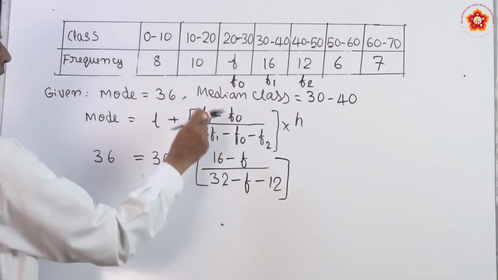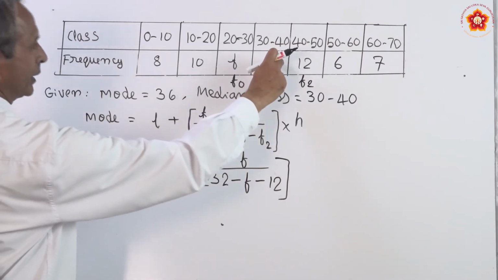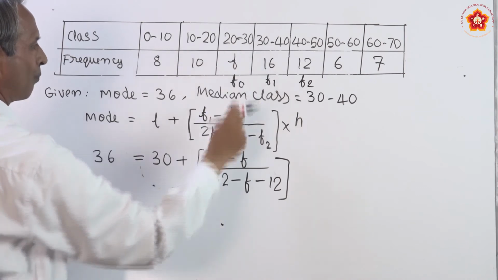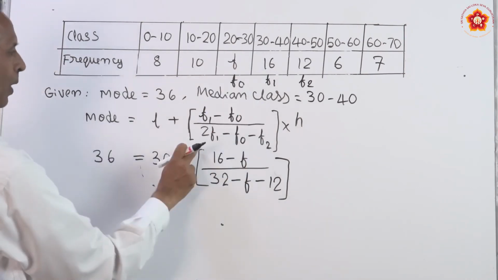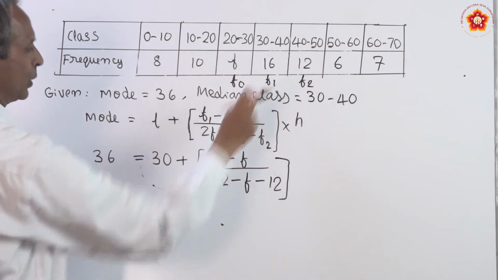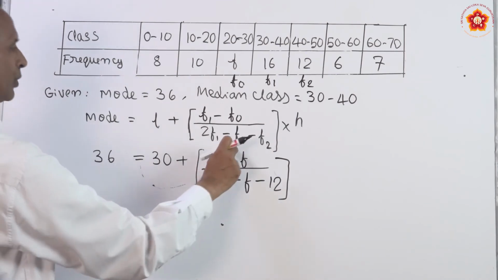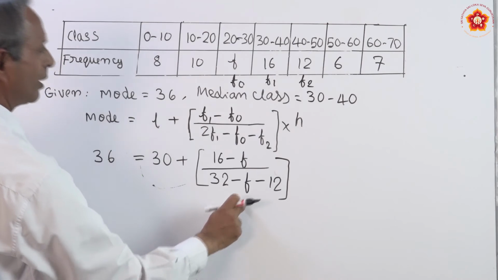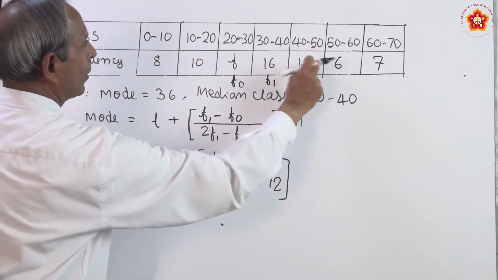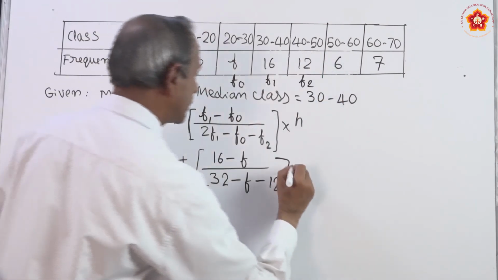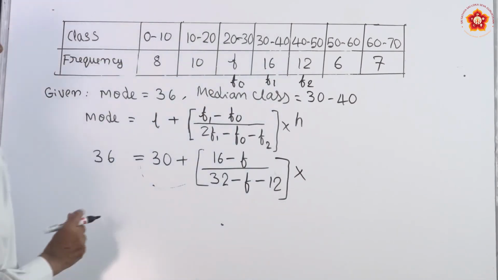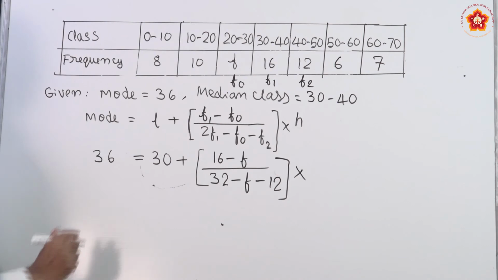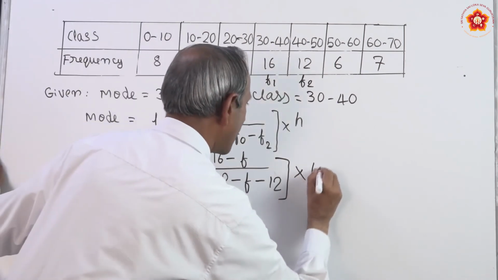Now, look here once again, F1 value is 16, write 16. F0 value is F, write F here. Down, 2 F1, 2 into 16, 32. F0 value is already given, F only, write F here, minus F2 value is 12, write 12, into H. H is nothing but the size of the class, 0 to 10, there are 10 numbers, therefore the size of the class becomes 10.